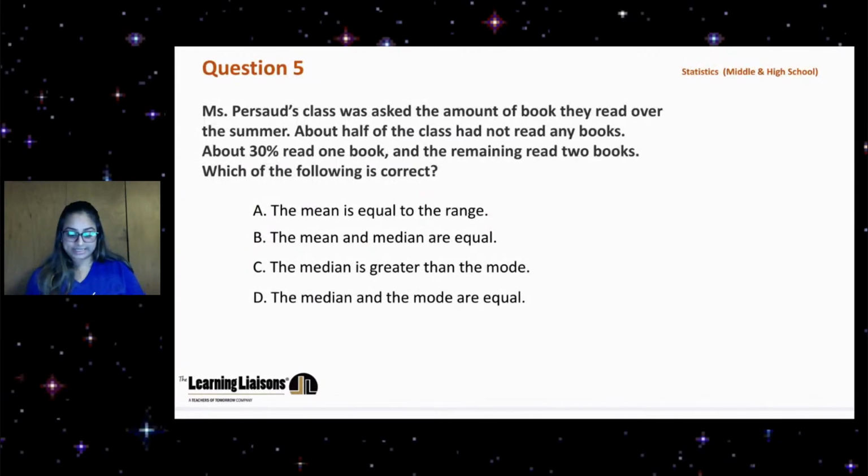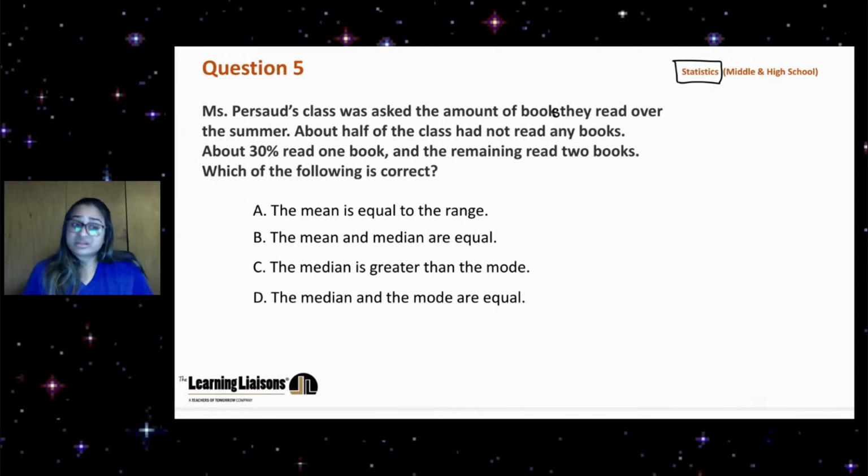Right, here is a question about my class, so let's read it. It's statistics, almost forgot. Middle and high school math. So Miss Persaud's class was asked the amount of books they read over the summer. About half of the class had not read any books. About 30% read one book, and the remaining read 2 books. Which of the following is correct?